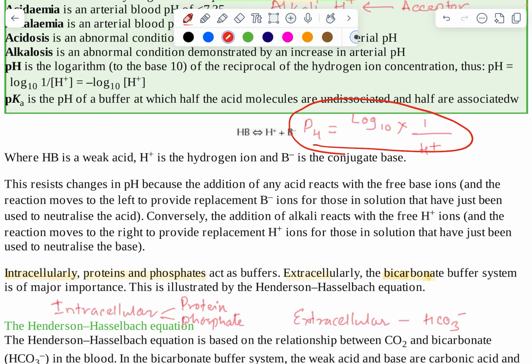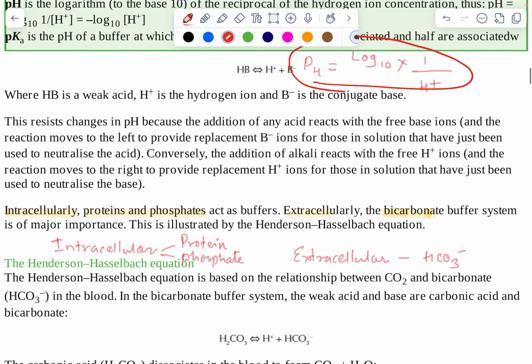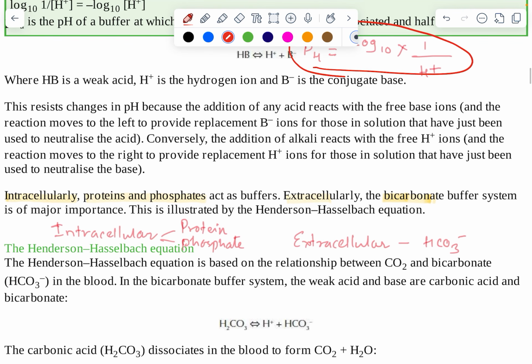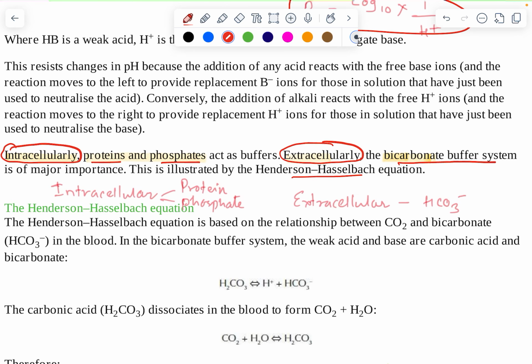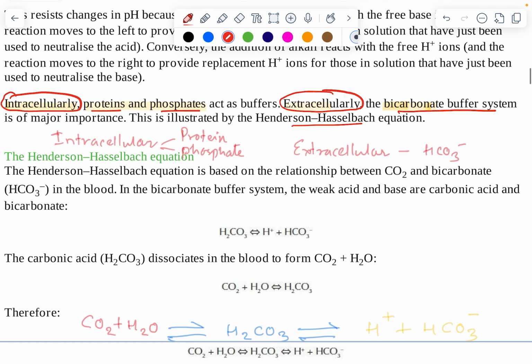Buffers resist changes in pH: any acid reacts with free base and the equation moves to the left to provide base. Intracellular proteins and phosphate act as buffers. Phosphate acts as an intracellular buffer, and bicarbonate is the extracellular buffer system. Henderson-Hasselbalch equation: intracellular protein and phosphate, extracellular bicarbonate.